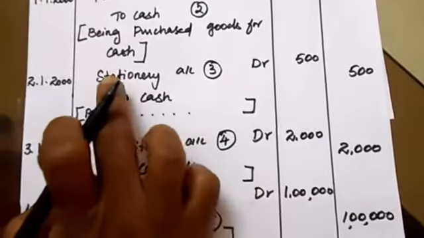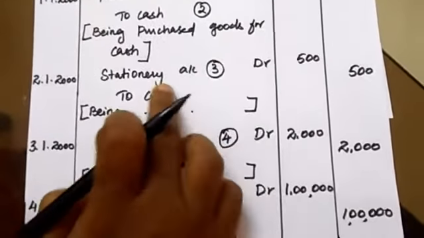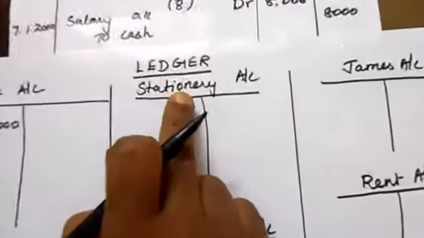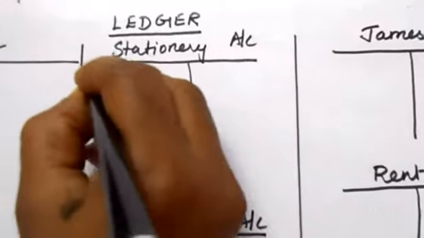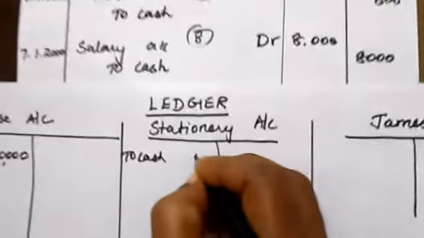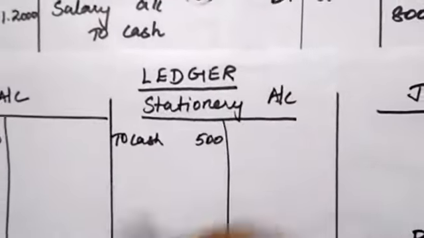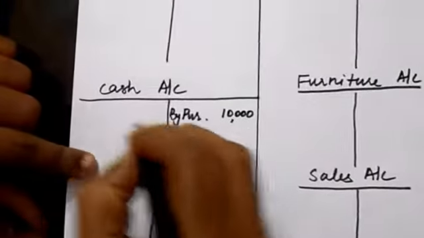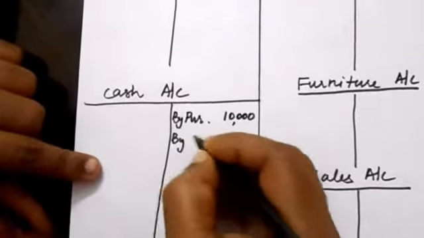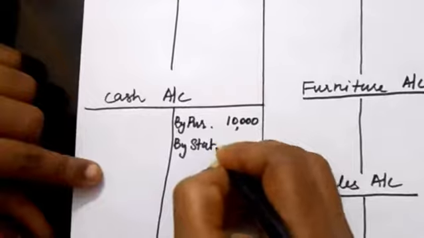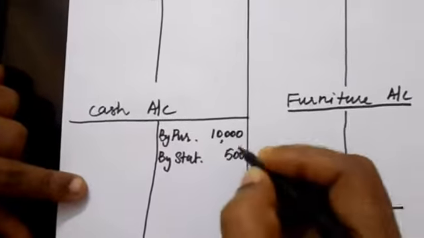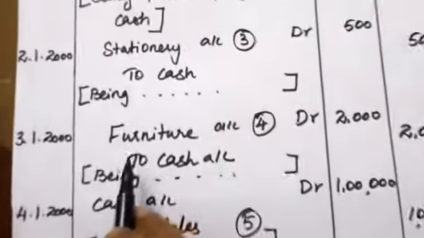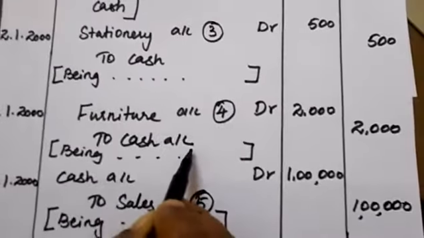Let us see the first one, stationery account data to cash. Come to the stationery account. Under the stationery account, enter to cash, 500. Under the cash account, enter by stationery, vice versa. How much? 500.